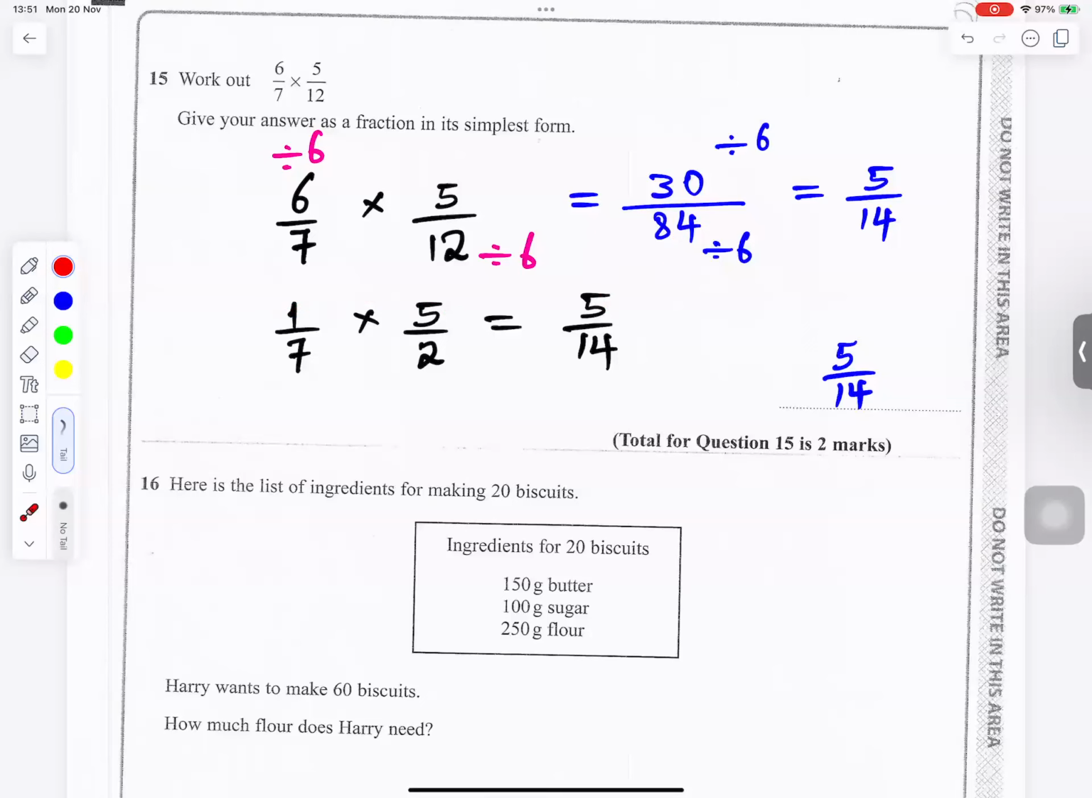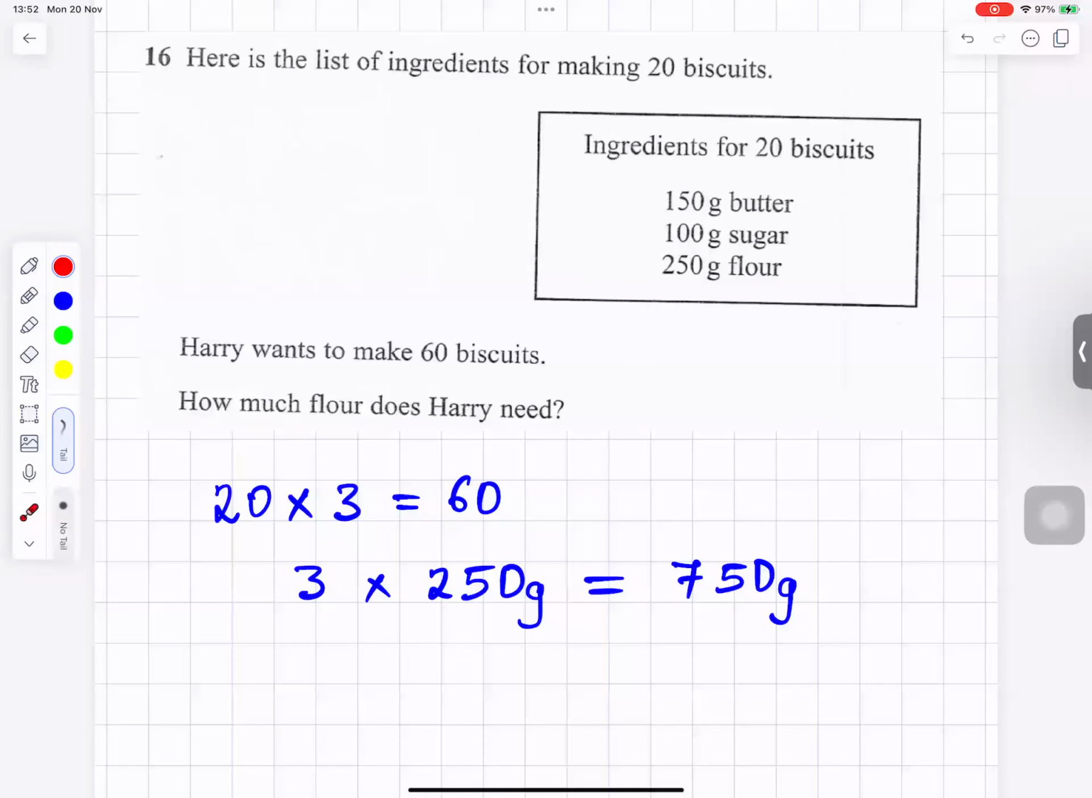Question number 16. Here is the list of ingredients for making 20 biscuits. Harry wants to make 60 biscuits. How much flour does Harry need? Flour is 250 grams for 20 biscuits. 60 is the same as 20 times 3. So we have to multiply 250 times 3. So you need 750 grams.